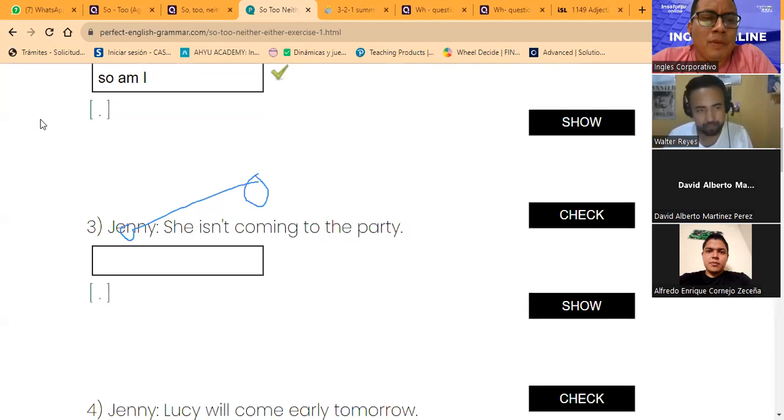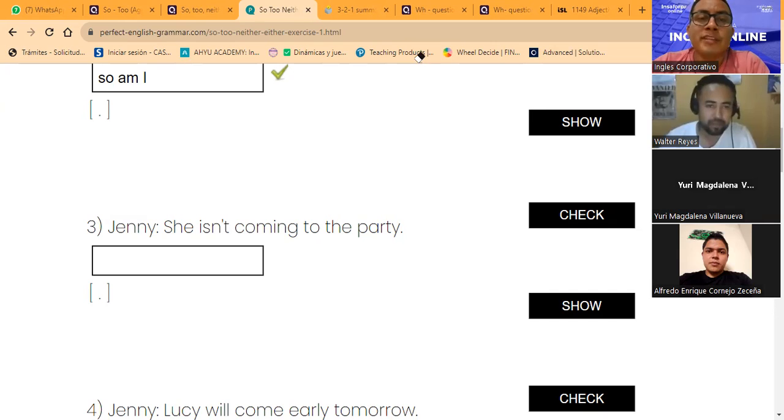Vaya. What about this one? Anybody? Me dan la respuesta y yo la voy a editar para que sea más rápido. She isn't coming to the party. What is the auxiliary here? What is the auxiliary? Verb to be, exactly. So how do I express agreement? What do I say?